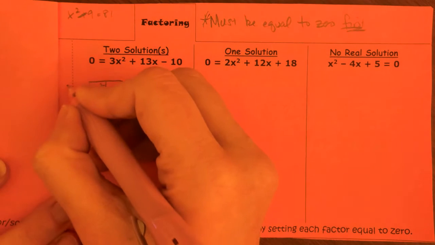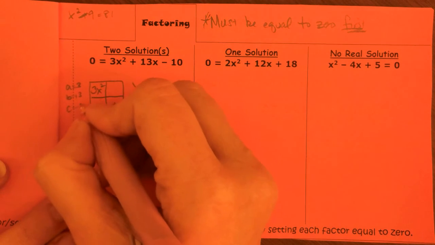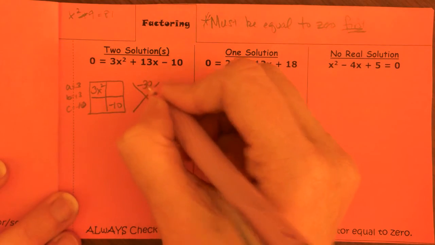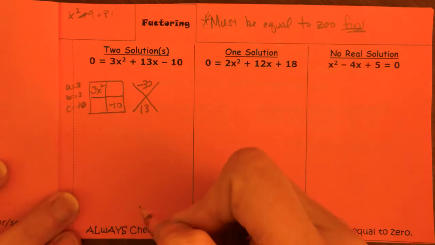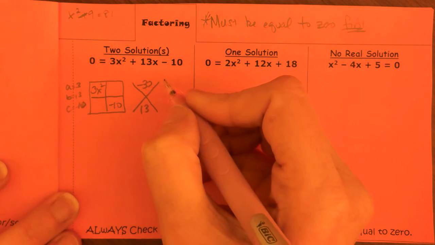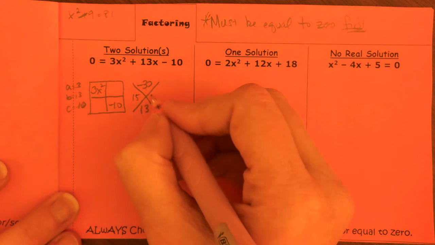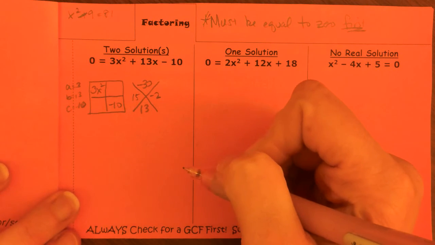Okay. A is 3, B is 13, C is negative 10. 3 times negative 10 is negative 30, and B is 13. So they have to multiply to negative 30 and add up to 13. Well, that's going to be 15 times negative 2. How do I know that? I just do. But if you need to, you can always make a table, okay?